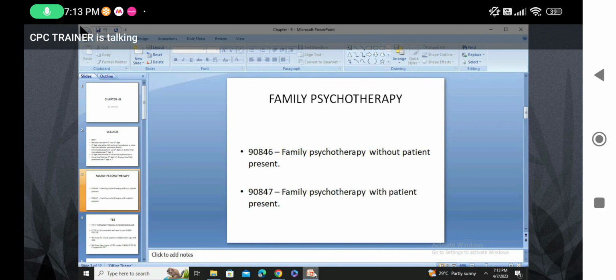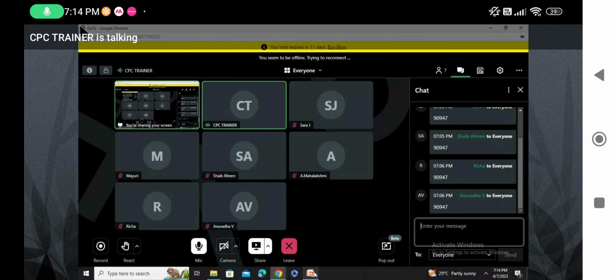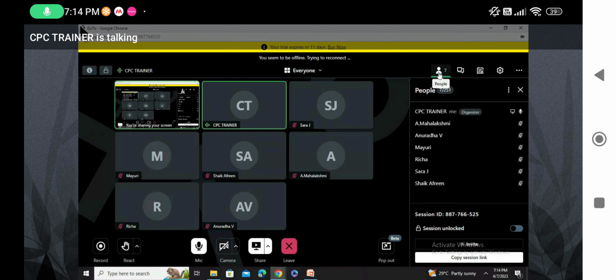So that is for family psychotherapy. This type of question we are receiving, I'm already informing you. Nowadays the psychiatric patient flow will be very high, guys. Maybe in future we will have a separate specialty for psychiatry. That's the reason we are receiving one question in your exam from psychiatry, right?